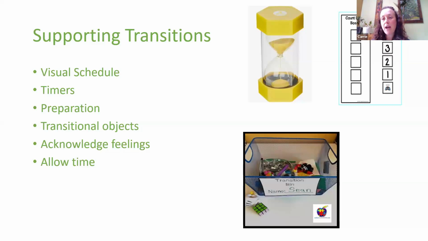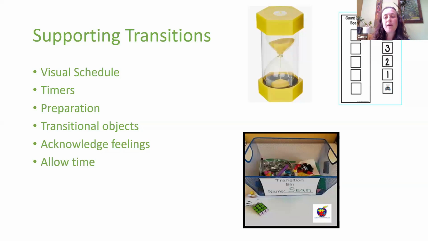Transitional objects can also help and support children. For some children, they may have a favoured item that they like to hold and carry, and for them to know they've got that between the activities can really help and support them to transition. For some children, they may have a transition bin. That's a set of activities they really enjoy doing, and they know once they've finished the other activity that they can have something from that transition bin to help them move on to the next activity.